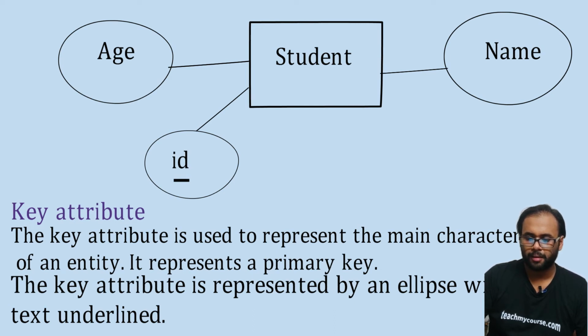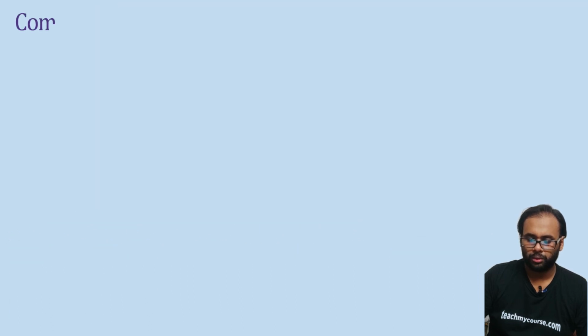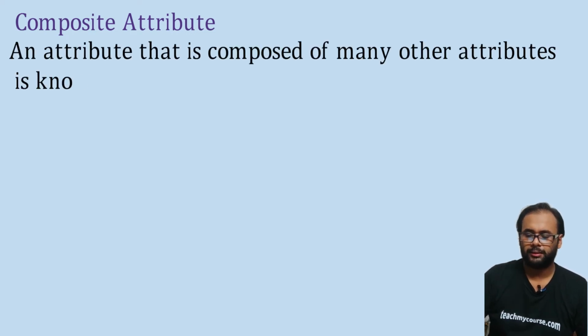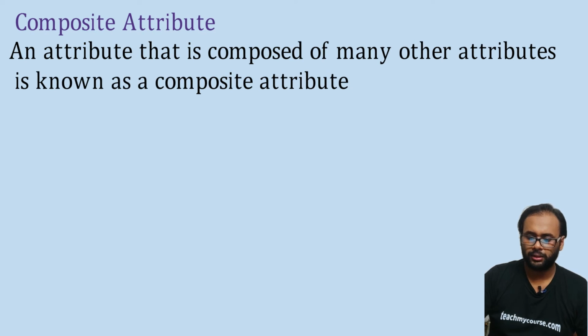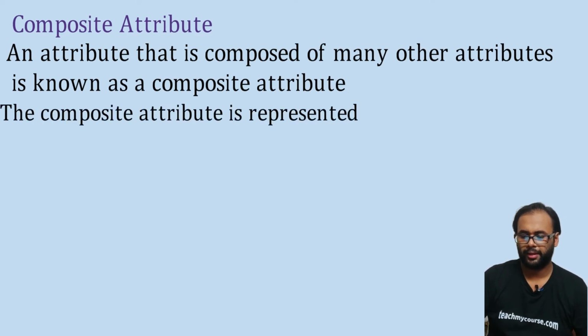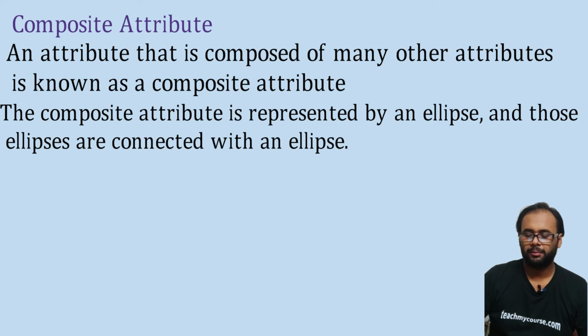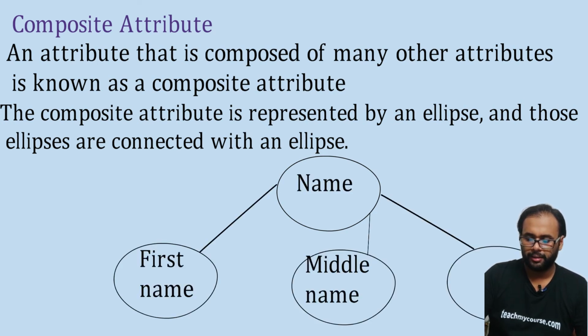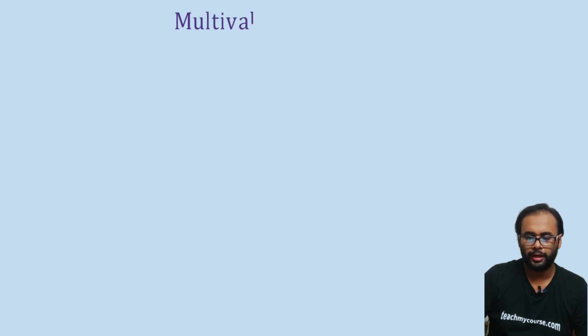Okay. Then we see what a composite attribute is. An attribute that is composed of many other attributes is known as a composite attribute. Okay. So the composite attribute is represented by an ellipse and that ellipse is connected to various other ellipses. Like if you see the example of a composite attribute, name can be broken down into first name, middle name and last name. So these are the components of the attribute name.